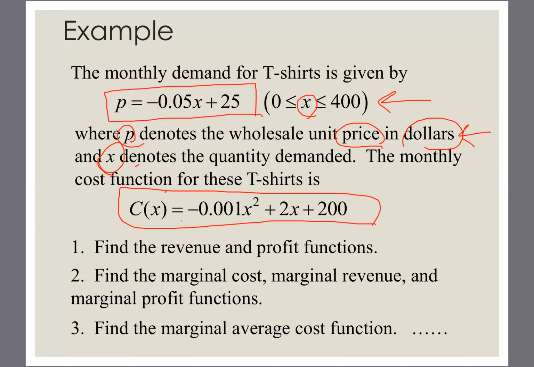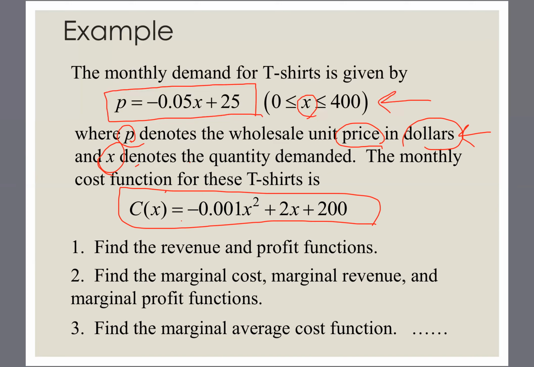The question is here: find the revenue and profit functions. And next we need to find the marginal cost, marginal revenue and marginal profit. And finally it asks to find the marginal average cost function, right? So first revenue and profit. Here two functions are already given, the demand function and the cost function.